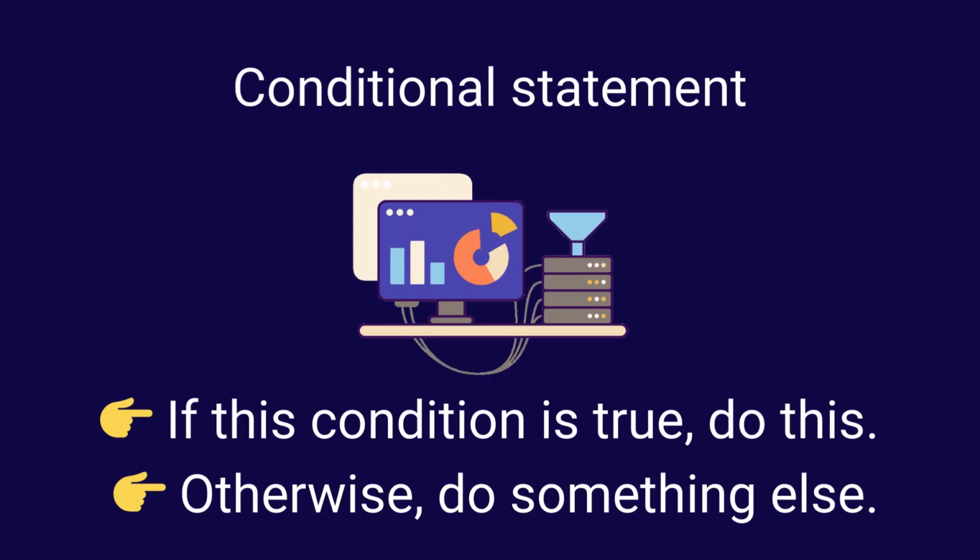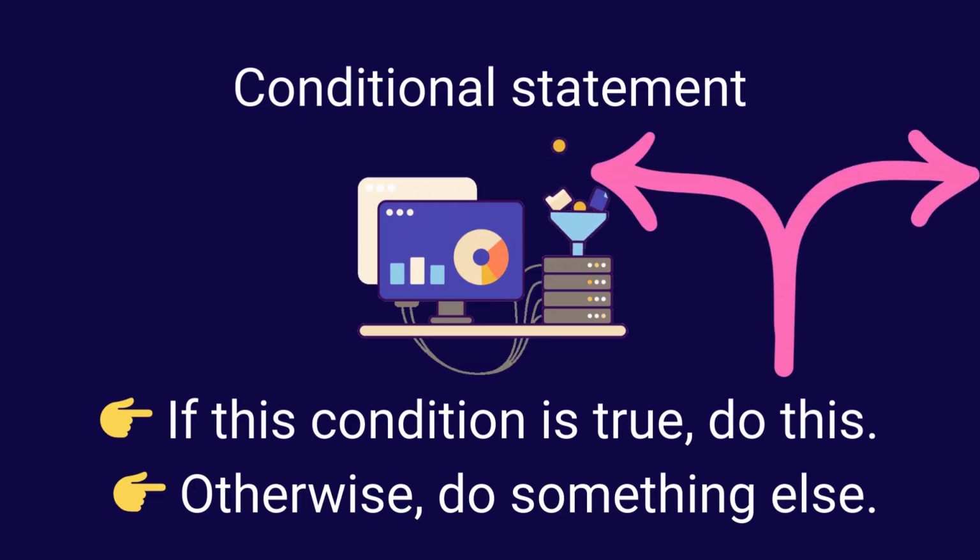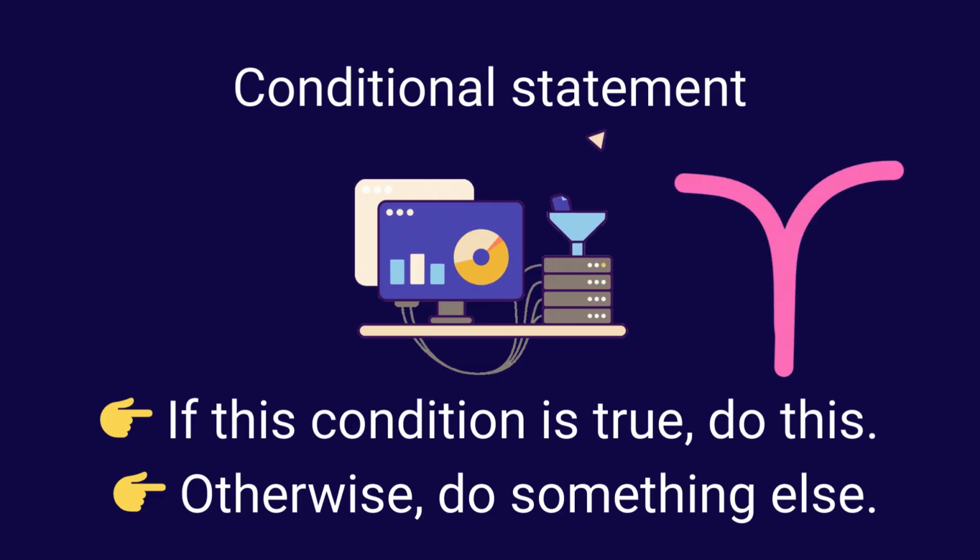A conditional statement is simply a way of telling the computer, if this condition is true, do this. Otherwise, do something else. In simple terms, conditional statements allow our program to think and choose paths instead of blindly executing one line after another.